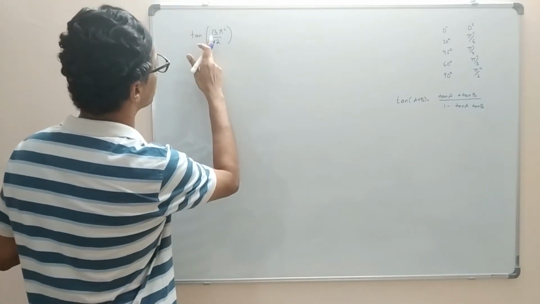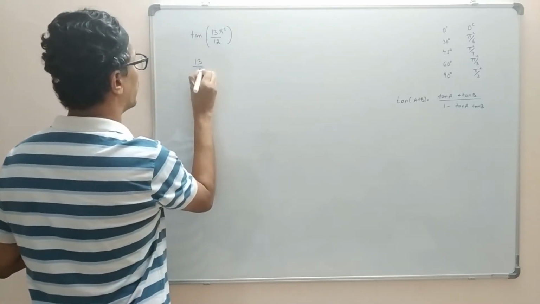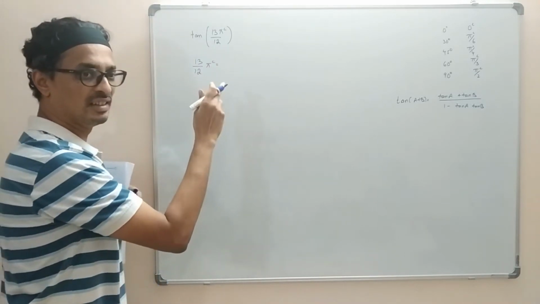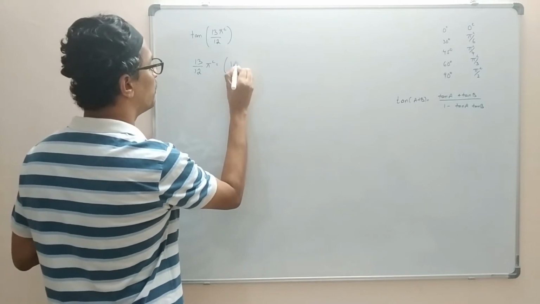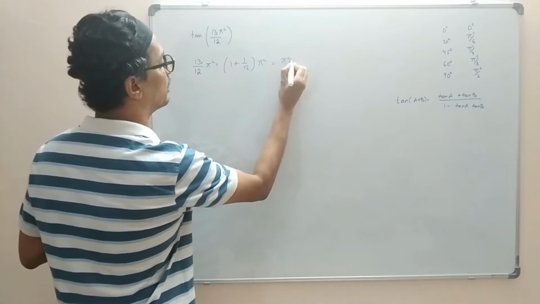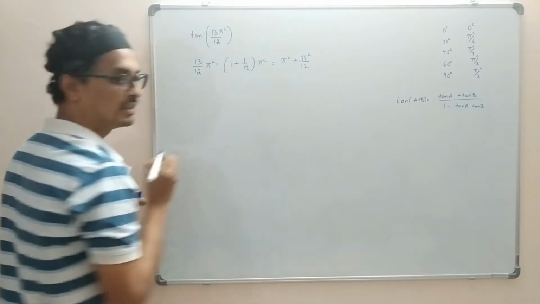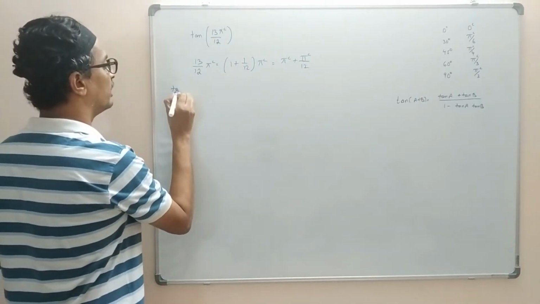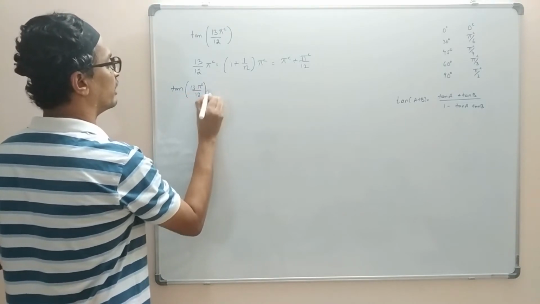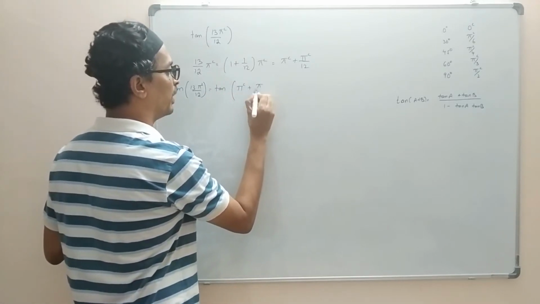The first step is simple. This is nothing but 13 by 12 pi, which we can write as 1 plus 1 by 12, times pi. So that is equal to pi radian plus pi radian by 12. Correct? Therefore, tan 13 pi by 12 radian is equal to tan of pi radian plus pi by 12 radian.